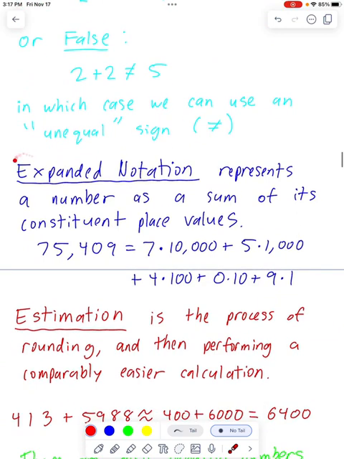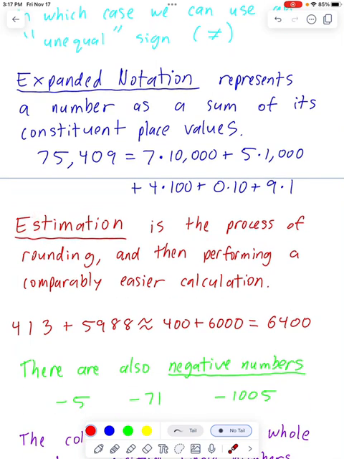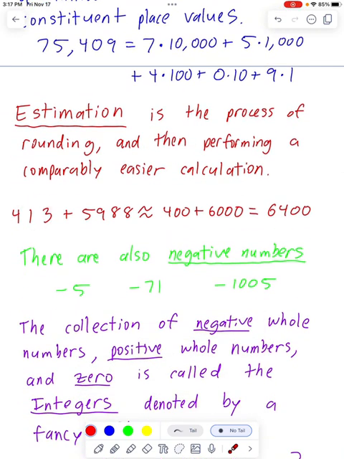Now there's also expanded notation, in which we can represent a number as a sum of its constituent place values. In this case, this number can be represented as 7 times the 10,000s, this times the thousands, this times the hundreds, this times the 10s, plus the ones. We can estimate operations. Estimation is a process of rounding and then performing a comparably easier calculation. So for example, this number plus this number is approximately equal to this number plus this number, which is this number. So we can estimate there.